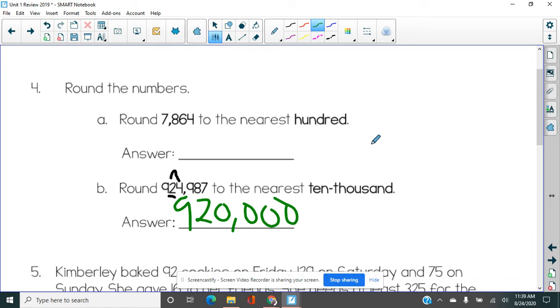Okay, you should have noticed that we were rounding to the nearest 100, and you should have drawn an arrow to the 6. 6 is 5 or above. It shoves the 8 up to a 9. We keep the 2 zeros after that, and the 7 stays, 7,900.